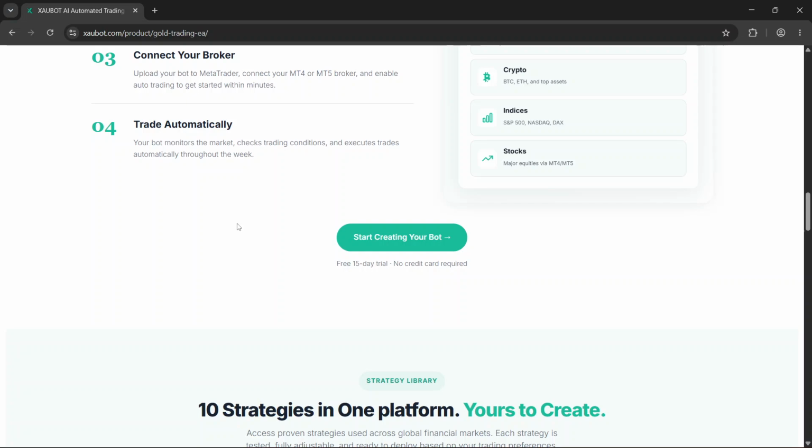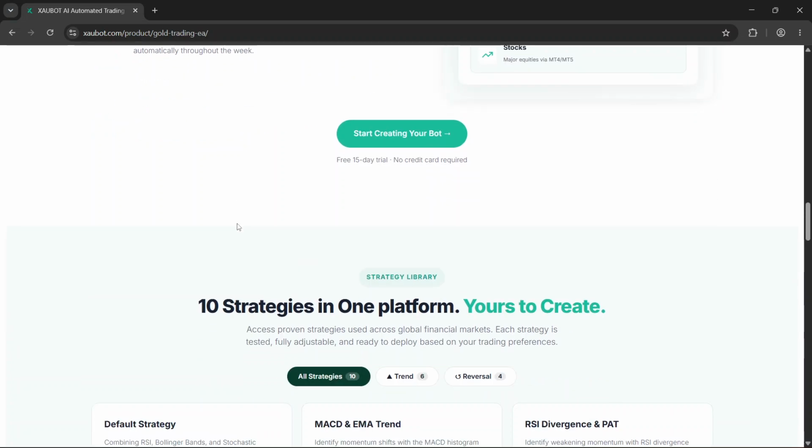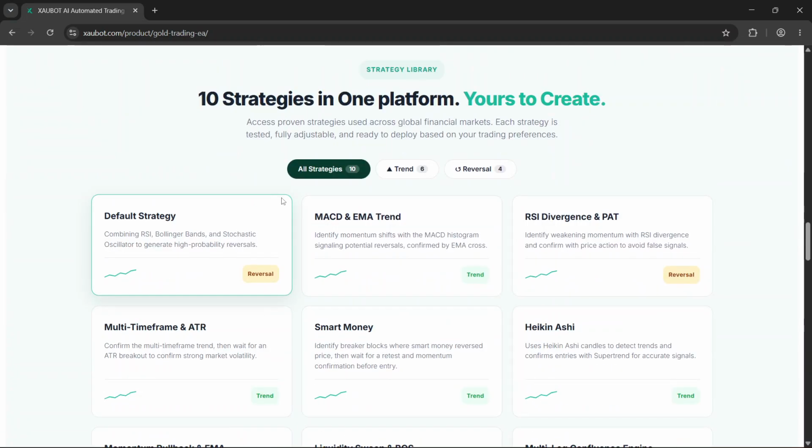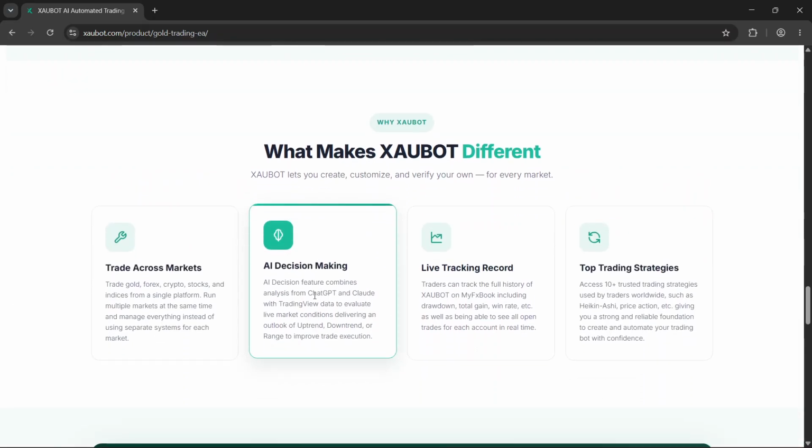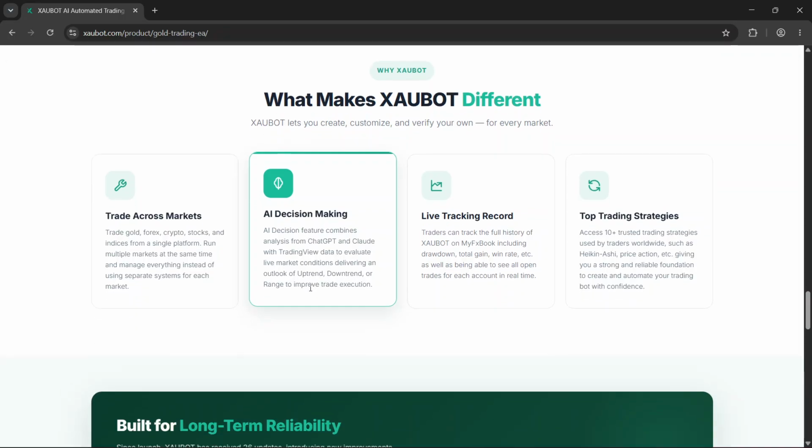Let's talk about an AI decision feature that pulls from ChatGPT. You can see here all the strategies and the AI decision making I was talking about. It pulls from ChatGPT, Claude, TradingView data, social media sentiment, and news to give an uptrend, downtrend, or range outlook. Don't forget the news filter also.